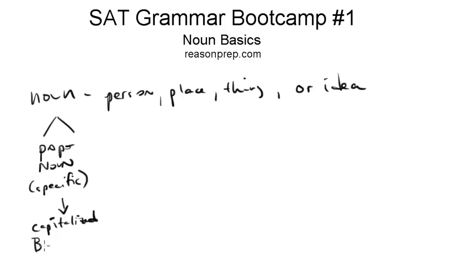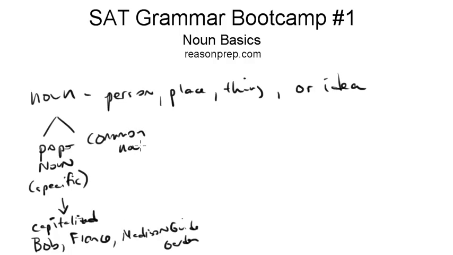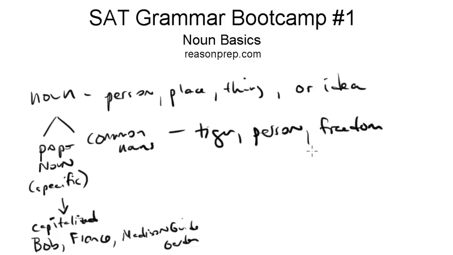Examples of this would be Bob, France, Madison Square Garden, any specific noun. And in this case, you've got to capitalize them. And then you've got the rest of your nouns, which are your common nouns. And these are tiger, person, freedom, right? Any kind of basic noun that's going to remain uncapitalized.